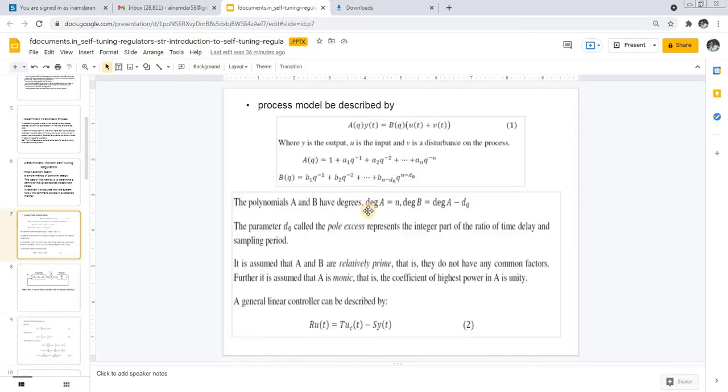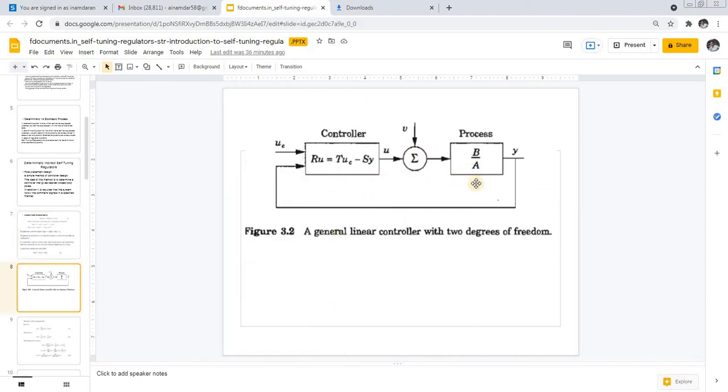In this second equation, R, S and T are polynomials and the control law represents a negative feedback with the transfer operator minus S upon R, and a feedforward with the transfer operator T upon R. So negative feedback is minus S upon R and feedforward is T upon R. This controller, or this process with a linear controller, gives us 2 degrees of freedom.